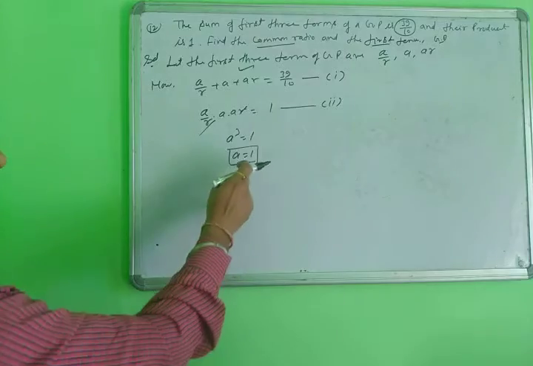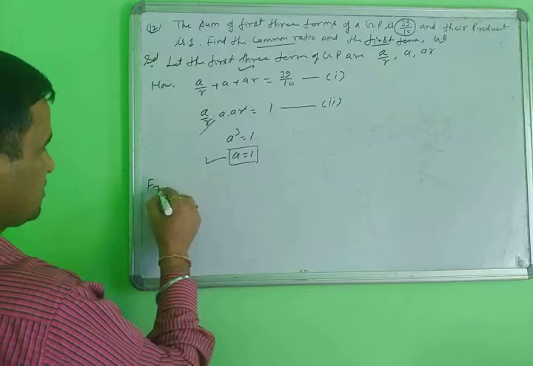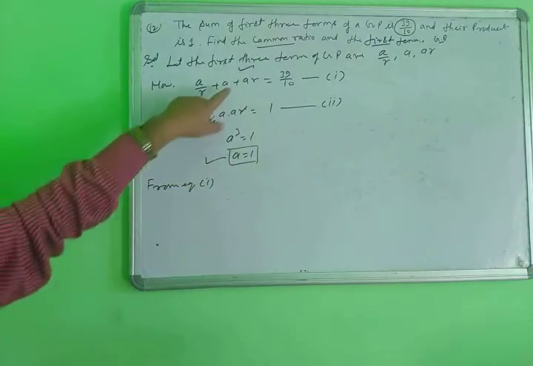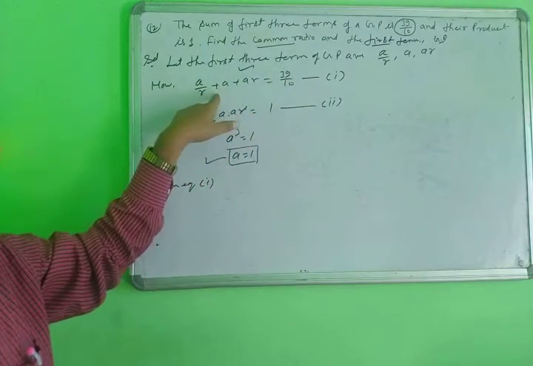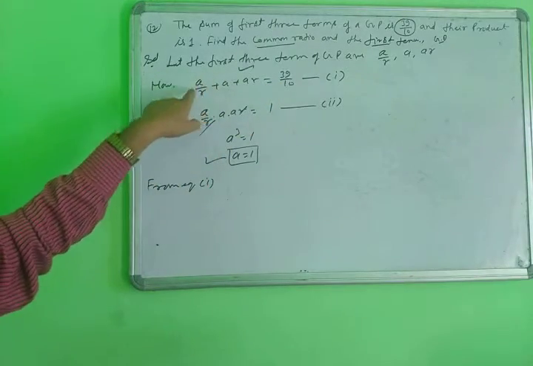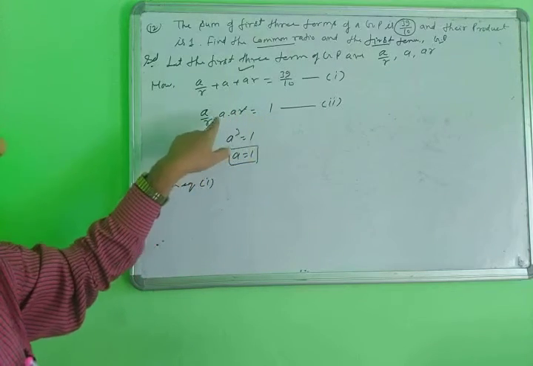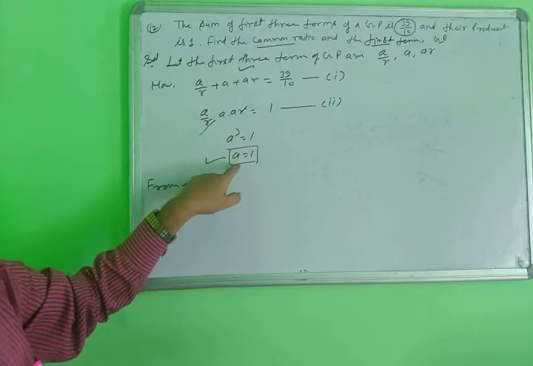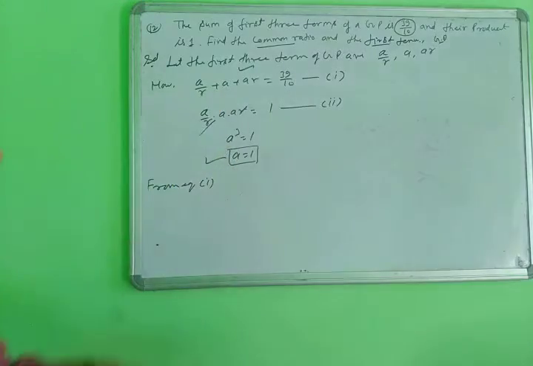After that, you will put this value in equation first. Here two conditions are given. First condition, given in equation first: the sum of the three terms is 39/10. Second, the product of the three terms is 1. After calculating, R cancels, A cube equals 1, so the value of A equals 1. Then you put this value in equation first.